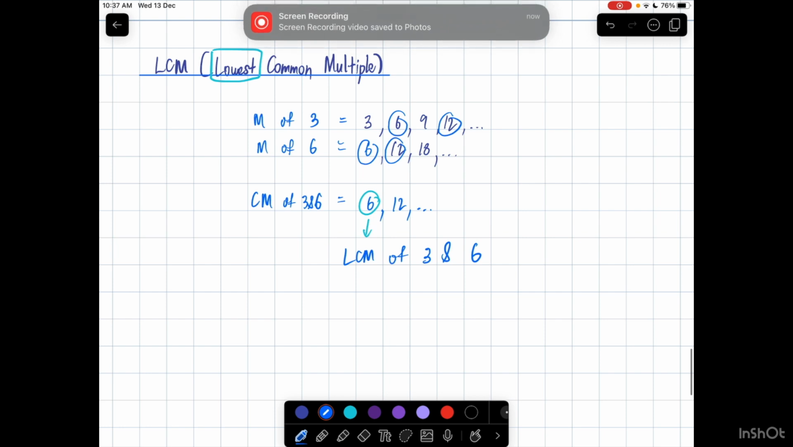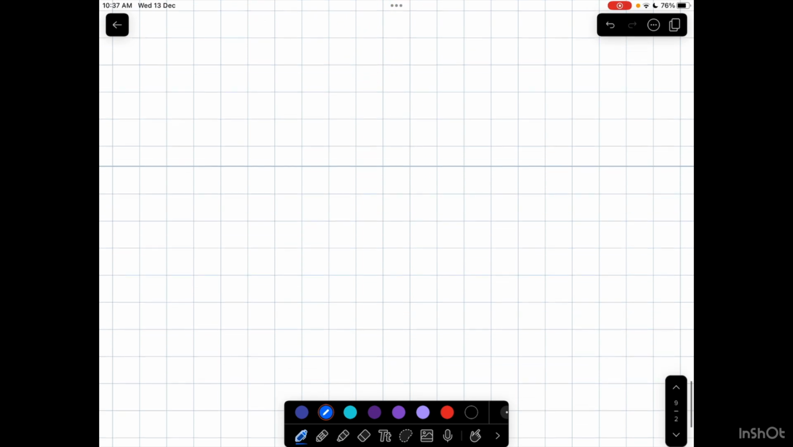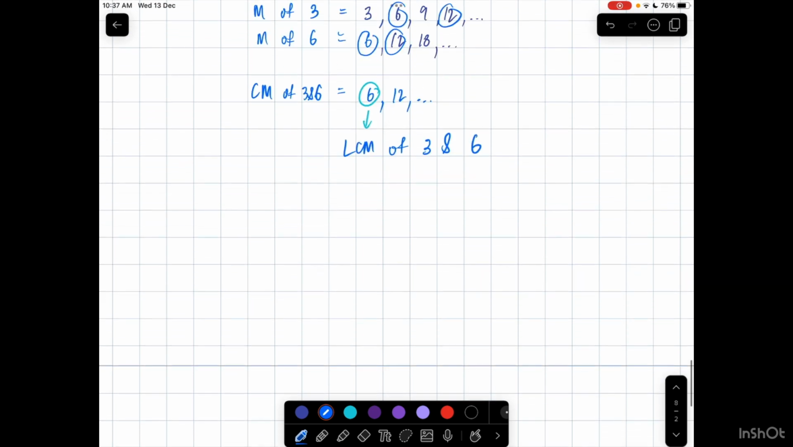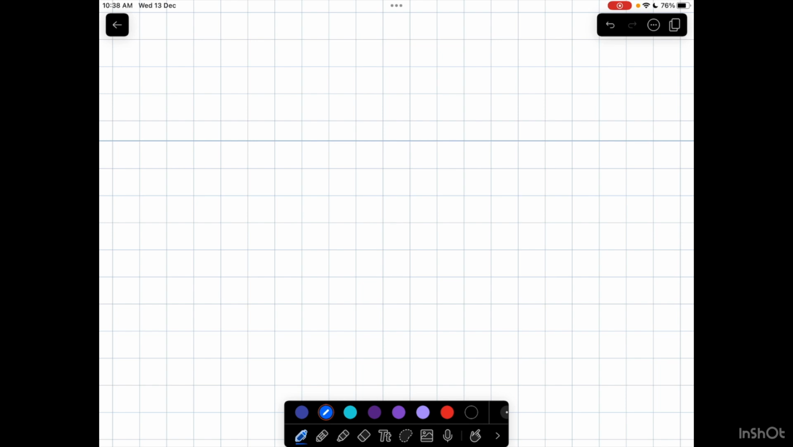Let's continue to using the repeated division method for lowest common multiple. For repeated division, it's very similar to what we did for HCF, but instead here we're going to go much further. So we have 3 and 6, then that's divided by a number that can divide both the numbers first. So we have 3 divided by 3 is 1, and 6 divided by 3 is 2. So we have 1 and 2.